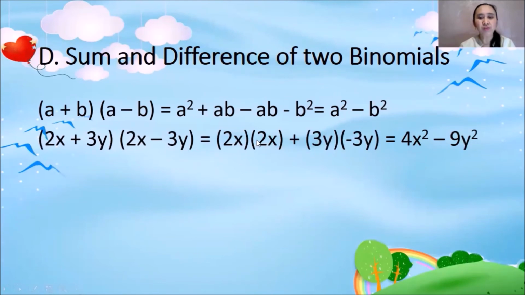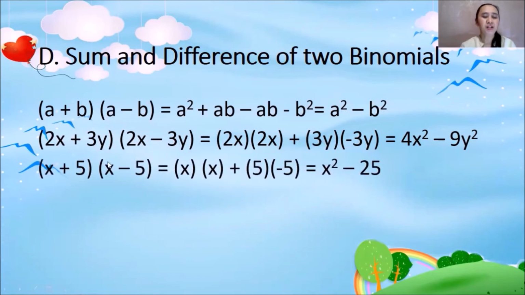And 2 times 2 is equal to 4. x times x is x squared. 3 times negative 3 is negative 9 or minus 9. And y times y is equal to y squared. Therefore, the product of the sum and difference of 2x and 3y is 4x squared minus 9y squared.